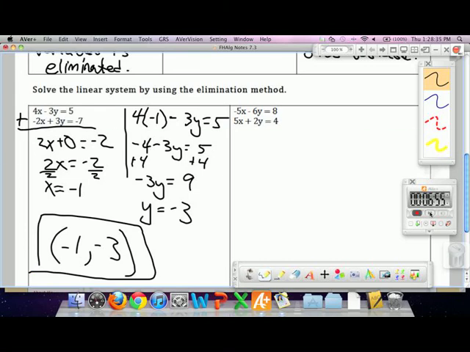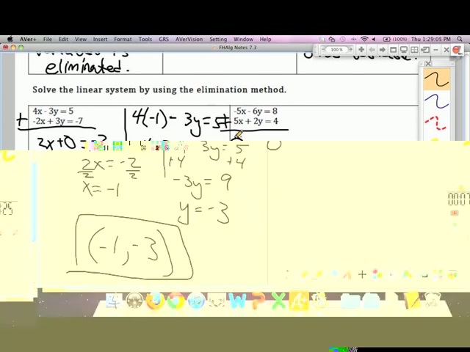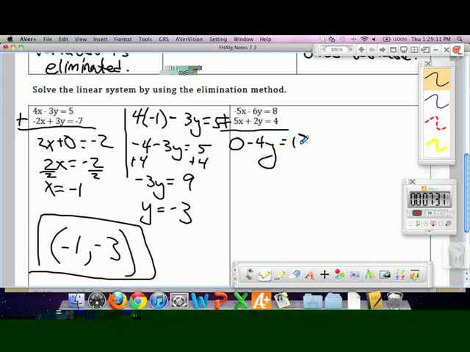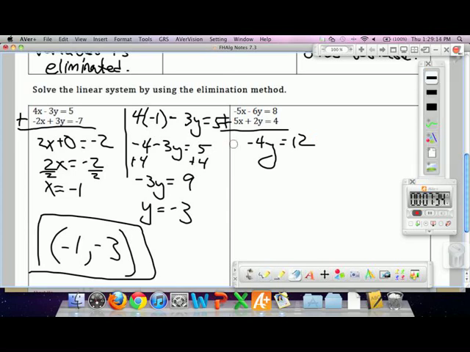Let's see. This looks like a prime candidate for elimination because the x's in this case are matched up. I have a negative 5 and a 5, and if I add those things together, they're going to eliminate to nothing. What's negative 5 plus 5? 0. That's good. We got rid of the x's. What's negative 6y plus 2y? Negative 4y. And what's 8 plus 4? 12. Or just get rid of that useless 0. We get negative 4y is 12. What's y? Negative 3.